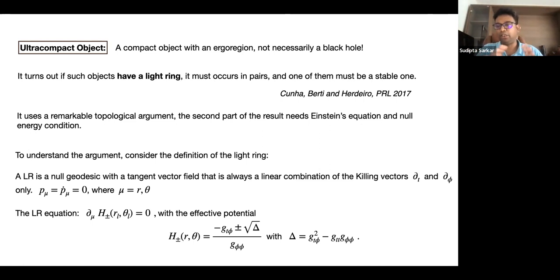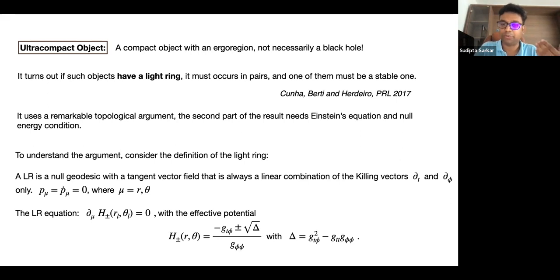And this is given by a complicated combination of the components of the metric. For h plus and h minus, these are just telling you there are two senses of rotation, the clockwise rotation and the anti-clockwise rotation. So the question is, given this equation, if there is a solution, if there exists some r_L and theta_L satisfying these equations outside the ergosphere or the object, then I will call it a light ring. Okay, so those are the light ring equations.